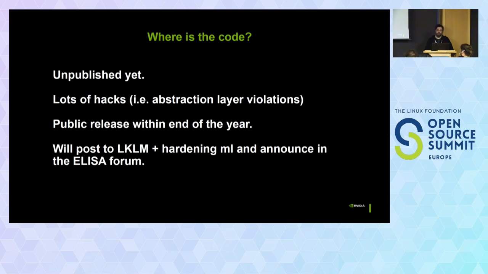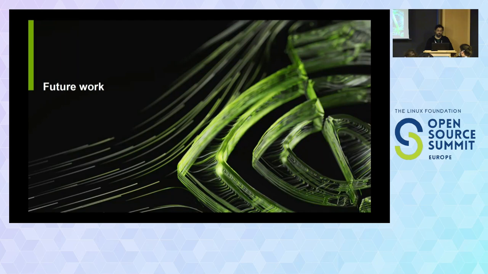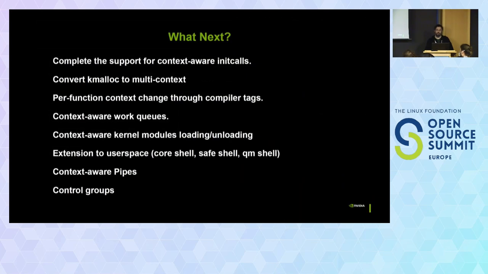I'm a bit shy at the moment of publishing the code simply because it's really hackish. I'm just in a mode where I'm trying to get it to work somehow. In some cases, for example, I have completely ignored the abstraction that the kernel does when managing page tables. In my case, I'm using ARM64 and I went straight for the ARM64 way of doing page tables. I should improve that, but I hope to be able to release it by the end of the year and publish it to the upstream mailing list and announce it in the ELISA forum. And there's a lot of stuff to do next. But again, I have been thinking a little bit about all of this and there doesn't seem to be anything completely impossible. The question is mostly how big the patch set will be and what the reaction from upstream will be.